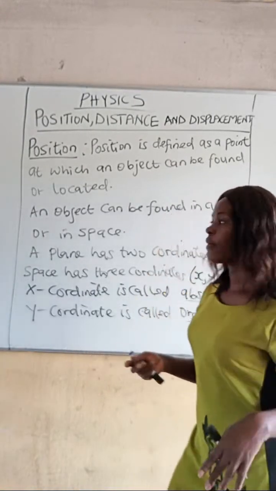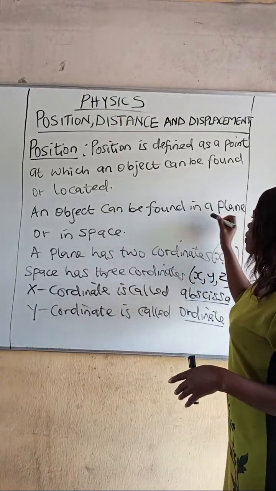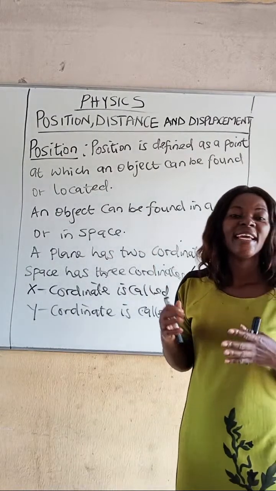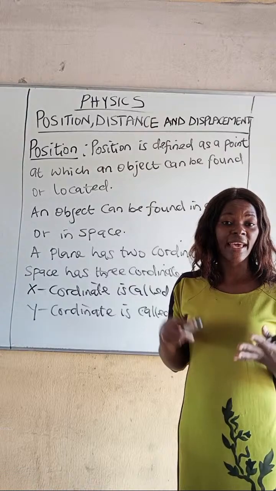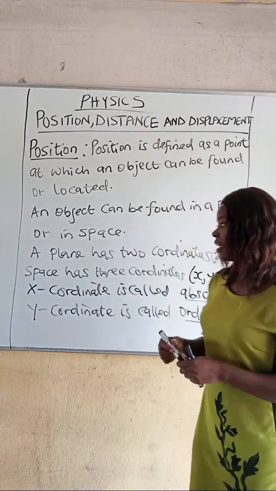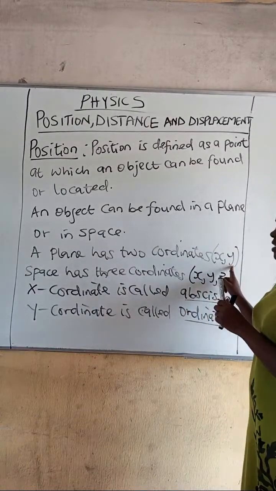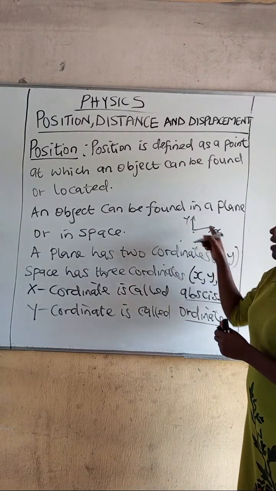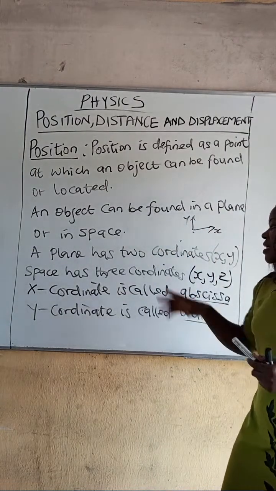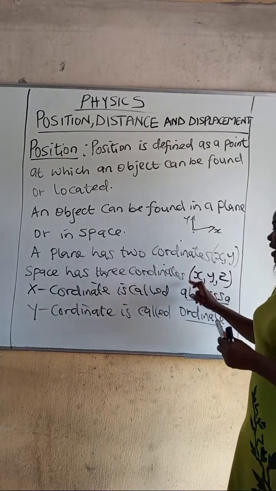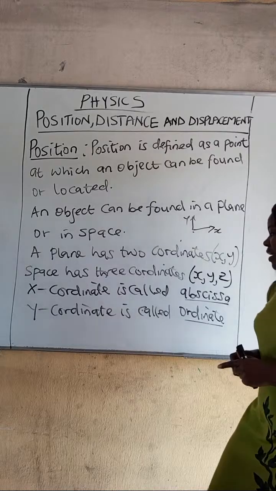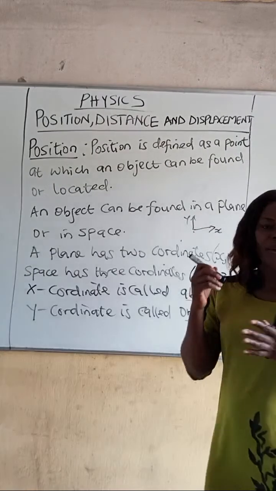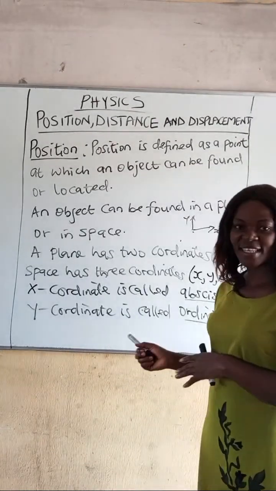All right. Then I said an object can be found in a plane or in space. What is a plane? A plane is characterized by two coordinates, which are x and y. So anything that is done on a plane has x and y, and this is y, this is x. Then space has three coordinates, which are x, y, and z. Then the x coordinate is called abscissa, while the y coordinate is called ordinate. I hope you understand it.